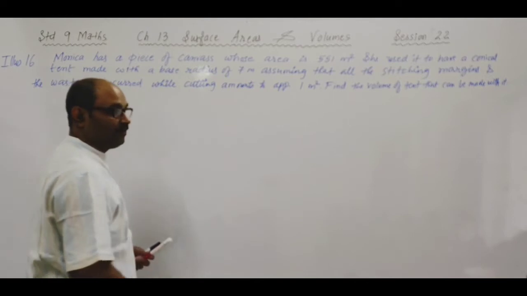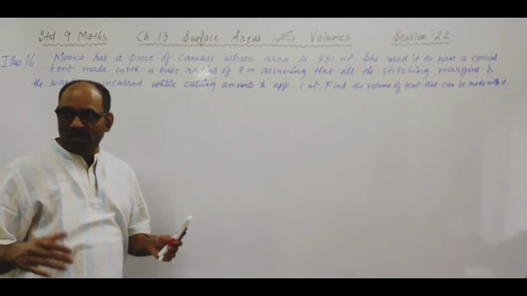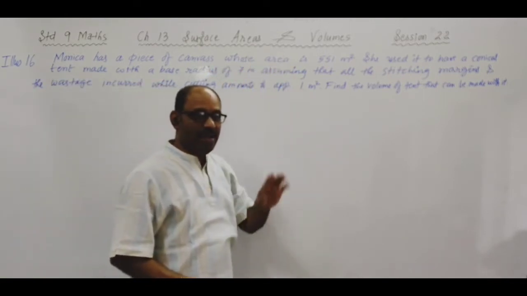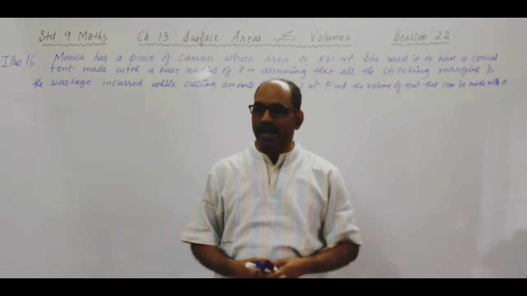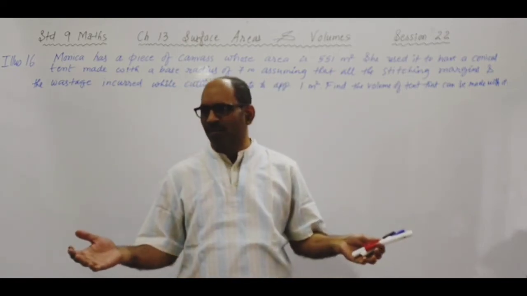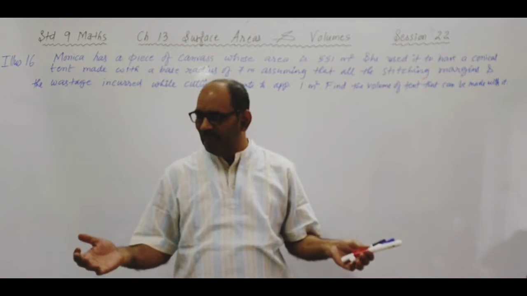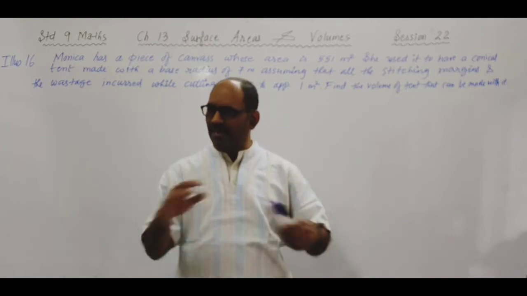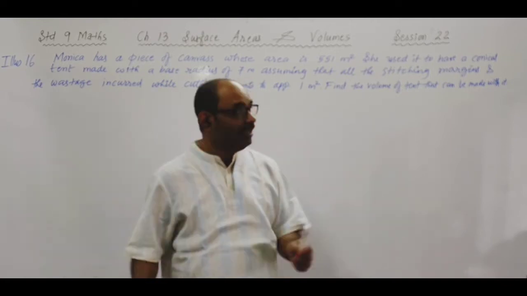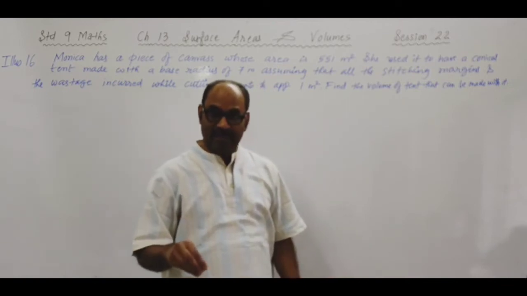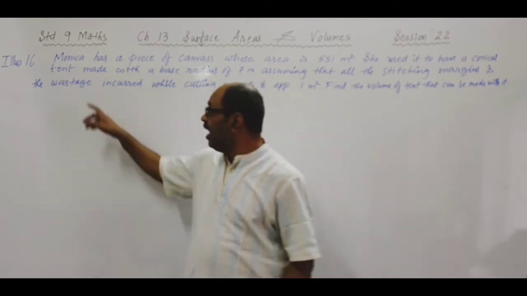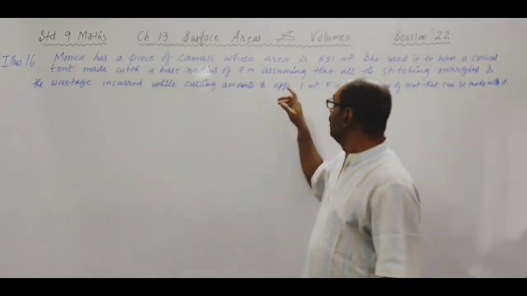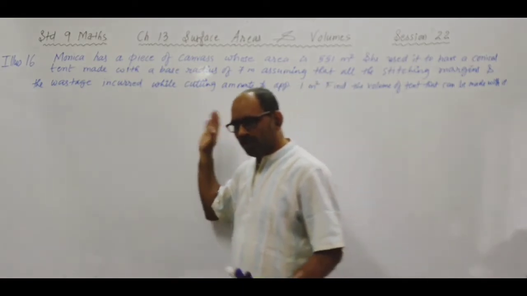Monica has a piece of canvas, cloth, water repellent, waterproof material, whose area is 551 meters square. That piece of cloth will be in the rectangular form, but neither the length nor breadth is given. Its area is given to you directly. She used it to have a conical tent made with a base radius of 7 meters.